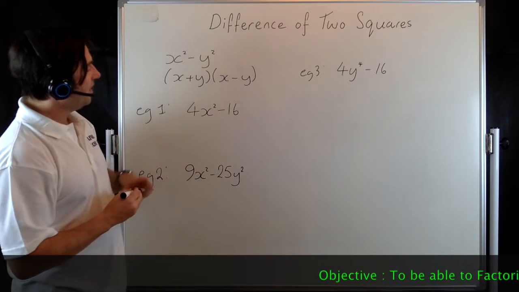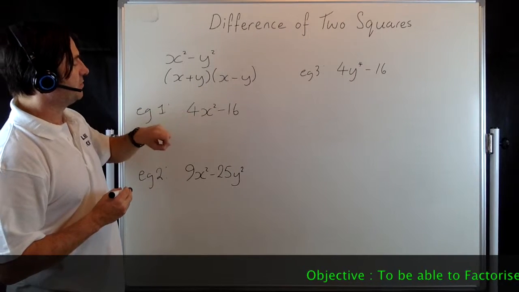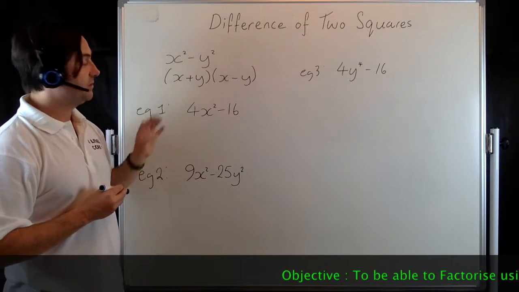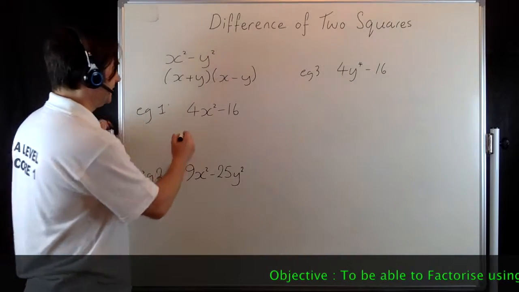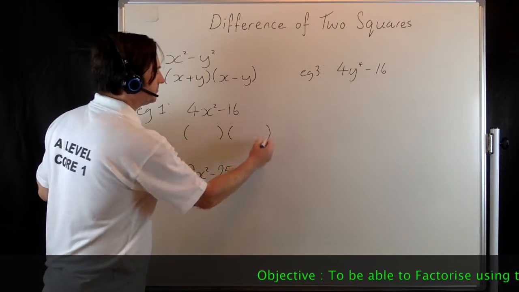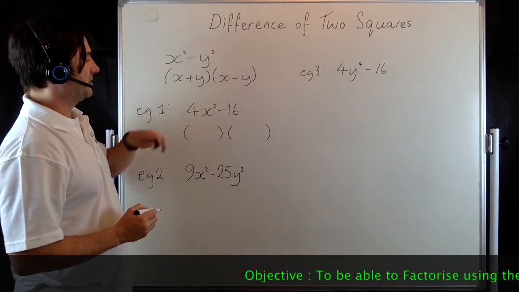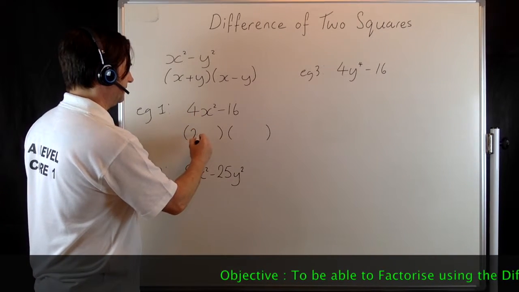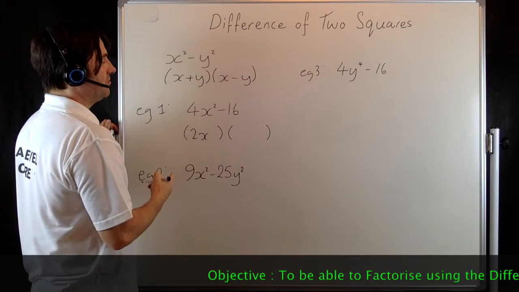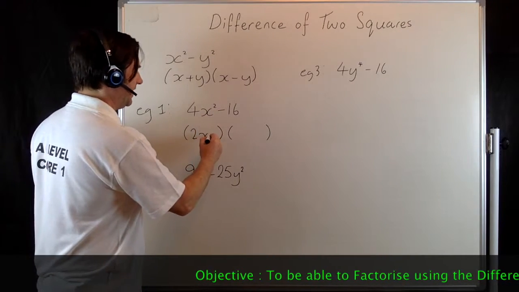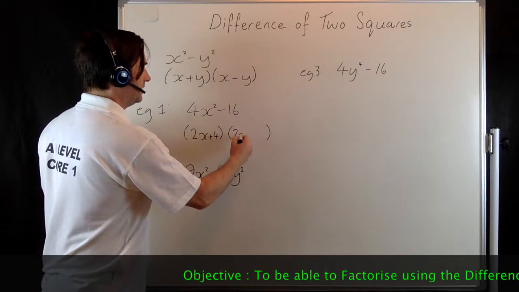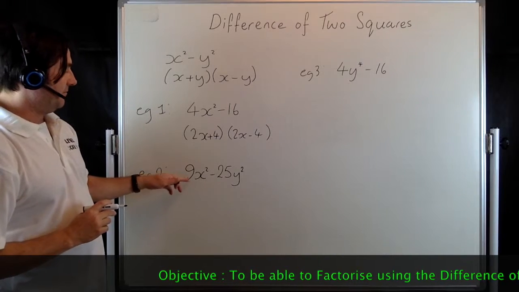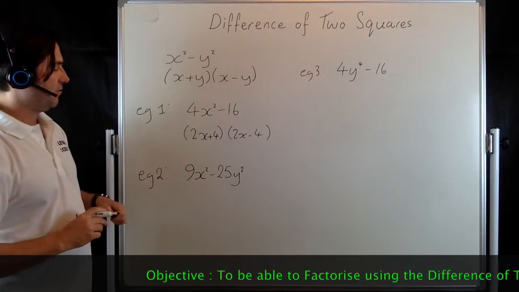Example 1. We've got this here, that can be square rooted, and 16 can be square rooted, and we've got a negative there. So we can clearly use the difference of two squares. So open up your brackets. The square root of 4x squared is just 2x. The square root of 16 is 4, so we write 2x plus 4, 2x minus 4. Done.